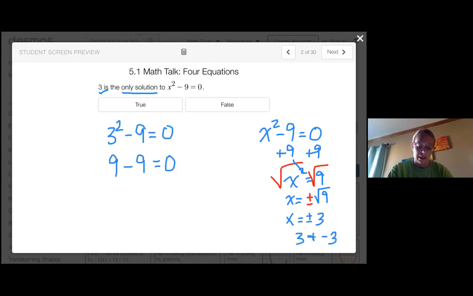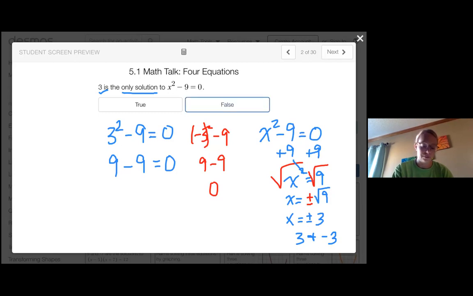That makes sense because 3 we already found works. Negative 3 does the same, because if you plug in negative 3, negative 3 squared minus 9, negative 3 times negative 3 is also 9. 9 minus 9 is 0. So you have to be careful about whether there's negatives or not. If you write the square root, that is where the plus or minus comes from. If the square root is already written, that is not the case. So my answer here would be false. It is not the only solution.